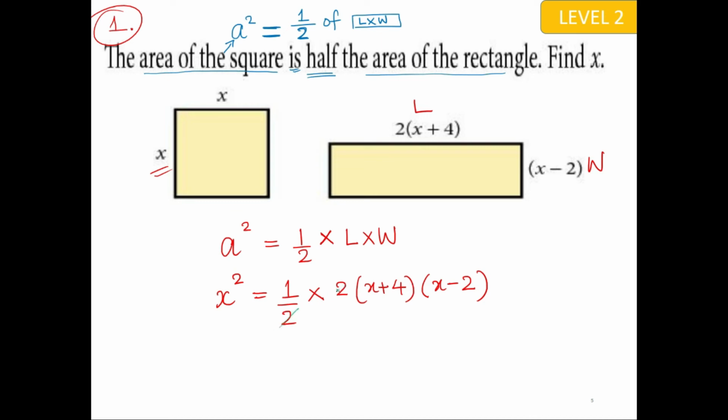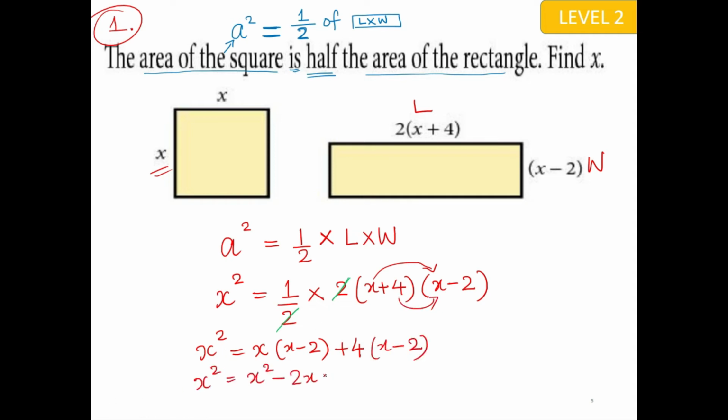Now 2 divided by 2 is 1. Expanding the given equation, x squared is going to be x multiplied by x minus 2 plus 4 multiplied by x minus 2. I hope you are familiar with expanding these expressions. You have x squared and x squared on either side of the equation. So I will be cancelling them because it's going to turn out to be 0.